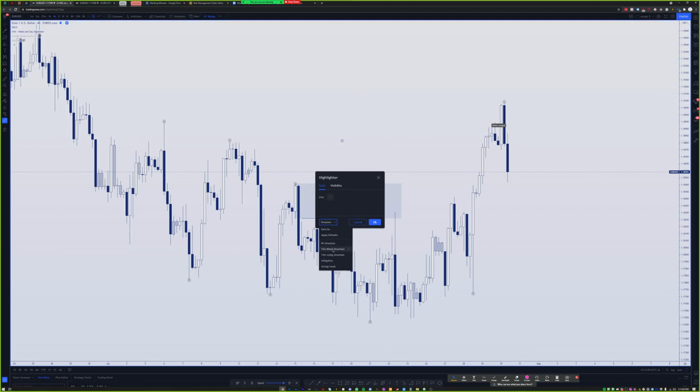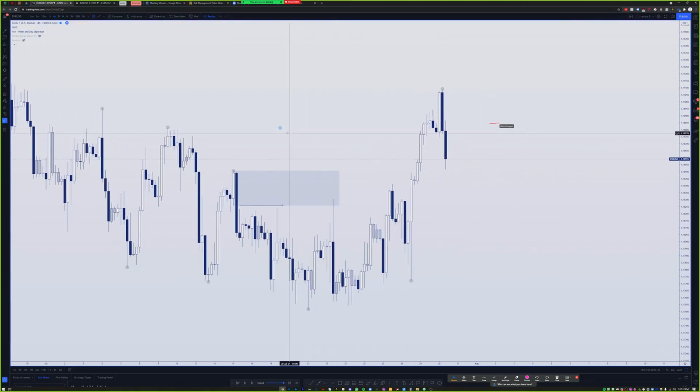Are you guys finding this repetitive at all? I kind of want it to be because I'm trying to drive the point home that you can look at structure this way, right? Let's look at it from here. So we have this high, right? This low, right? This is our previous 15-minute swing.